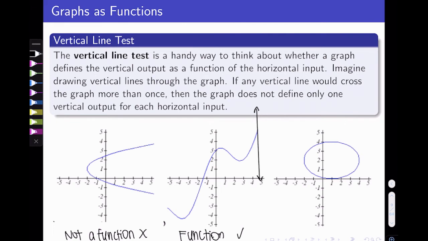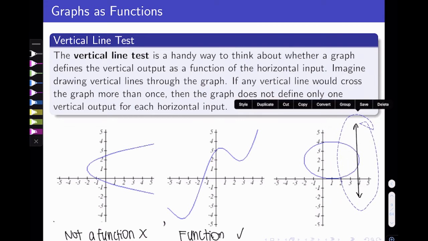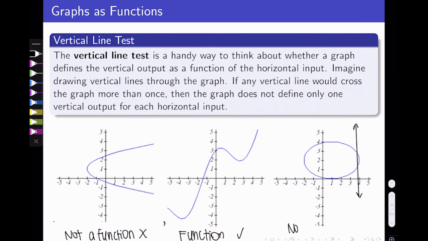And finally, if we look at our ellipse at the very end here, we can clearly see that at every place, this vertical line will cross through this ellipse twice, and so that last graph is not a function.